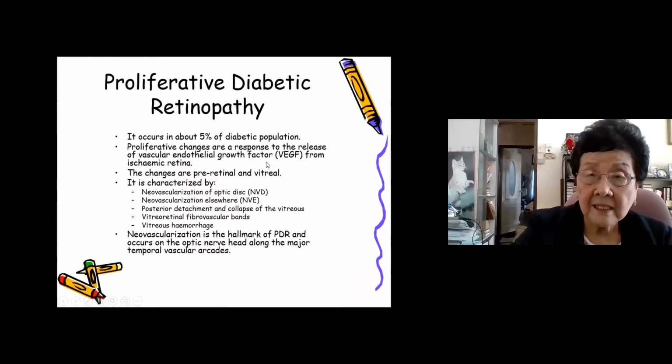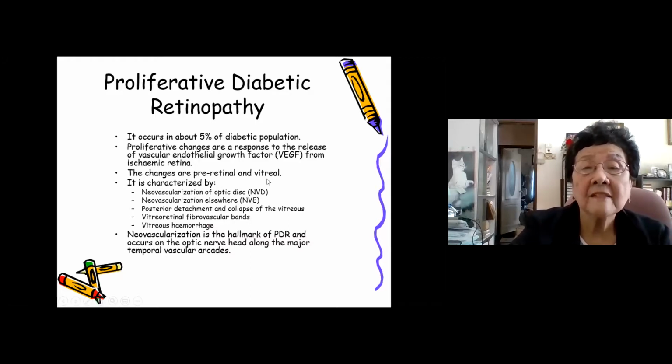Here in this retina, what is happening is there's a release of vascular endothelial growth factor from the ischemic retina, meaning the retina is suffering from a lack of oxygen, from a lack of the vessels supplying enough oxygen. And the changes which occur are all pre-retinal and vitreal. So it's characterized by all the pictures which I showed you just now of neovascular new vessels on the optic disc and elsewhere in the retina, the detachment of and collapse of the vitreous, vitreoretinal fibrovascular bands, vitreous hemorrhage as well.